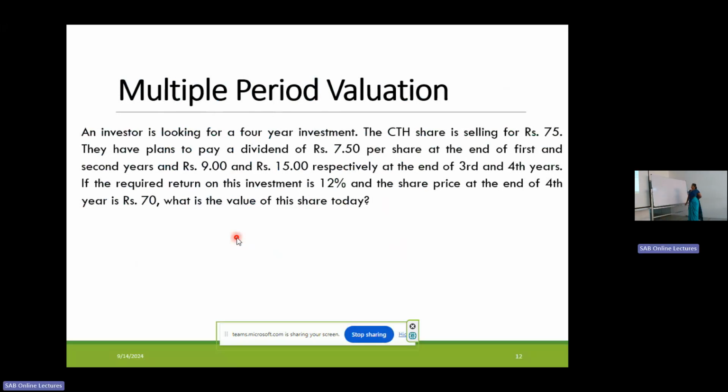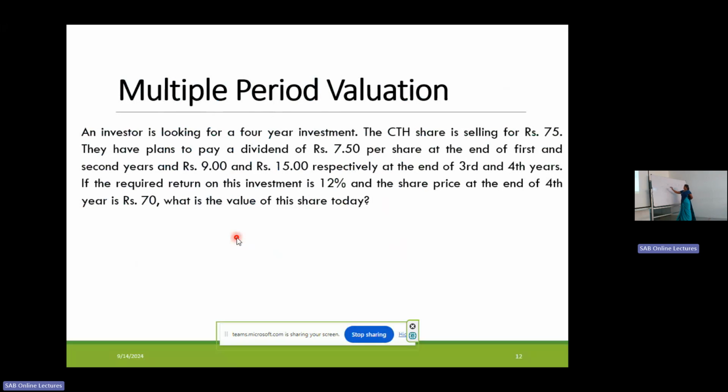Currently the stock is selling for 75. They plan to pay a dividend of 7 rupees per share at the end of the first year and the second year. So you will expect dividends of 7 rupees in years 1 and 2, and 9 and 15 respectively in the third and fourth years. So you will get 9 rupees in the third year and 15 rupees per share dividend in the fourth year, and the required rate of return is 12%. The share price at the end of the fourth year you expect to be 70 rupees. So these are your expected dividends and expected price.